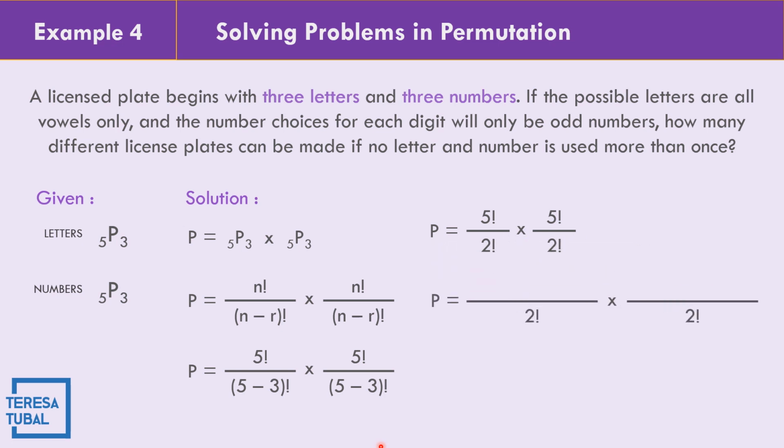Then we stop at 2 factorial because the denominator is 2 factorial, to cancel the 2 factorial in the numerator. So that is 5 times 4 times 3 times 2 factorial. Also this one, the same, so cancel 2 factorial and cancel 2 factorial. So let us multiply. 5 times 4 times 3 is equal to 60. 5 times 4 times 3 is also equal to 60. 60 times 60 is equal to 3,600. So there are 3,600 ways to get different license plates if no letter and number is used more than once.